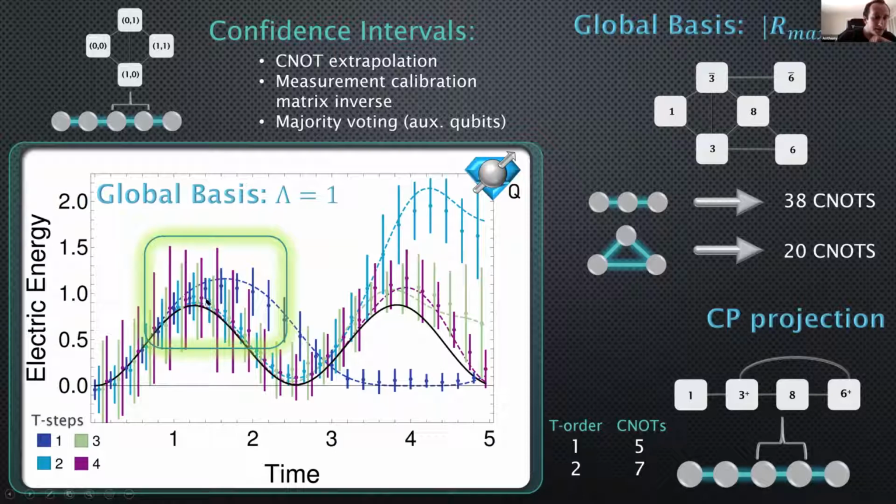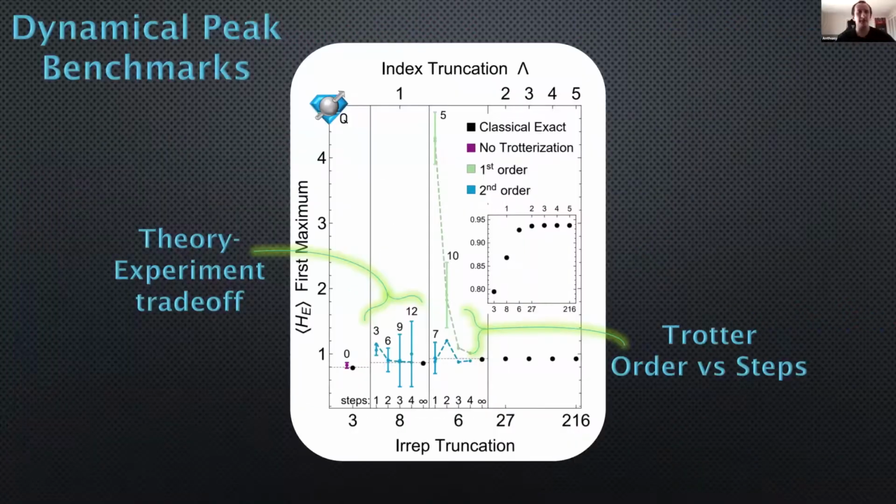So on this plot here, you might notice that the uncertainty at the peaks of the electric energy are a bit wider than the uncertainties at the other parts of the graph. So this led us to propose using the size of these peaks as benchmarks for how our calculation is performing.